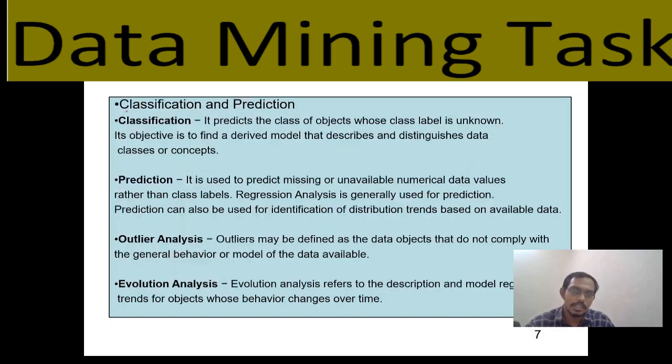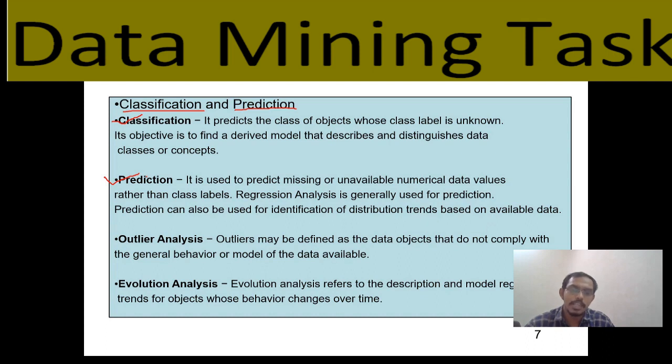Next we have to discuss classification and prediction. First of all, the classification technique. It predicts the class of objects whose class label is unknown. Its objective is to find a derived model that describes and distinguishes data classes or concepts. Next is prediction. It is used to predict missing or unavailable numerical data.